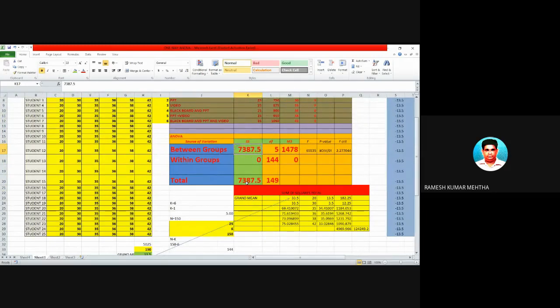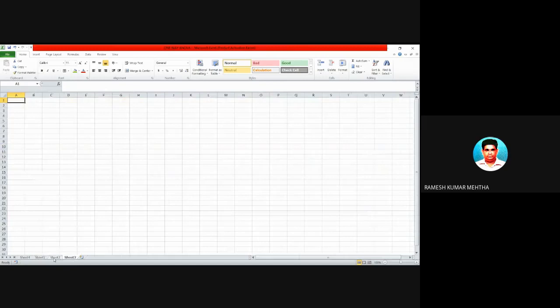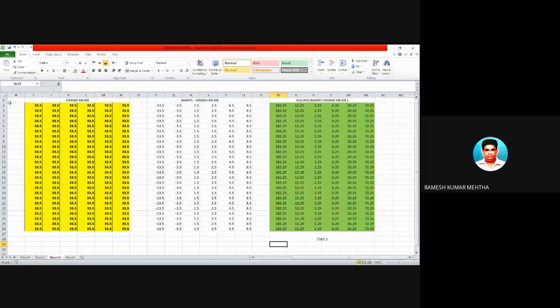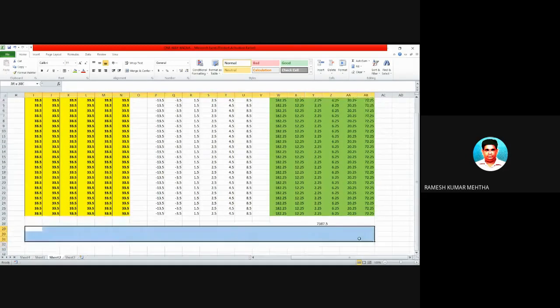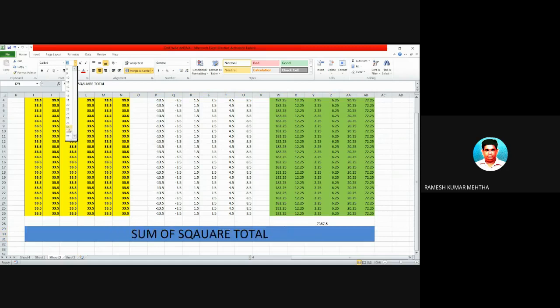So you get the same answer, 7387.5. This is the way you can find out the sum of squares total. So I will just name it sum of squares total. I hope this part of the discussion is loud and clear. Sum of squares total is calculated, and the sum of squares total is 7387.5.